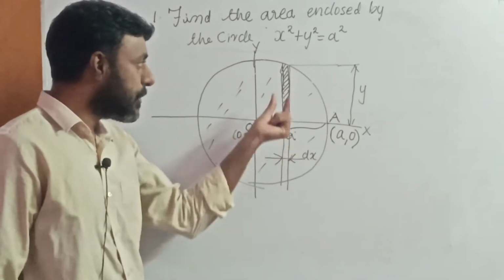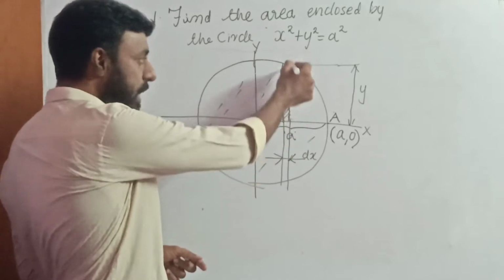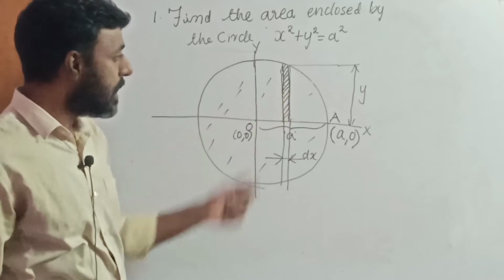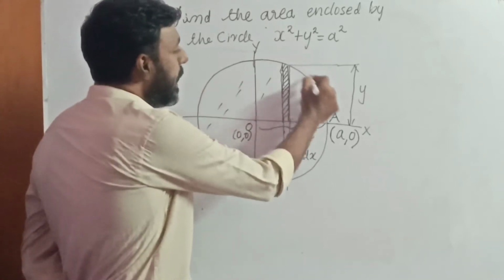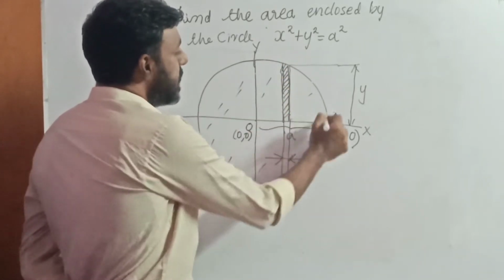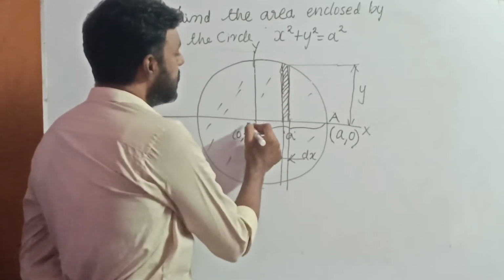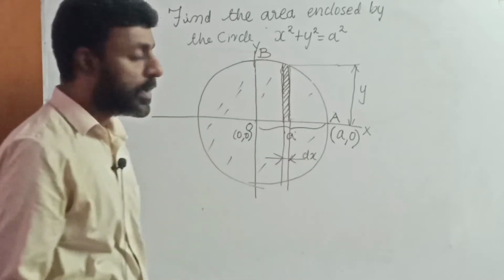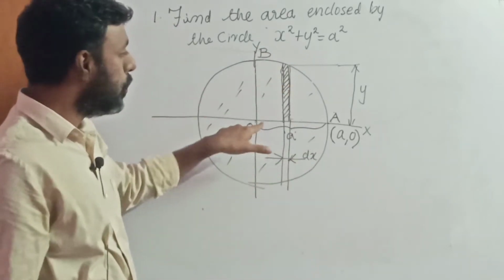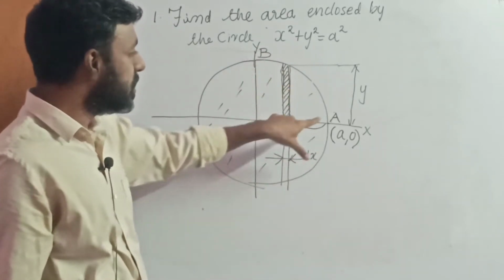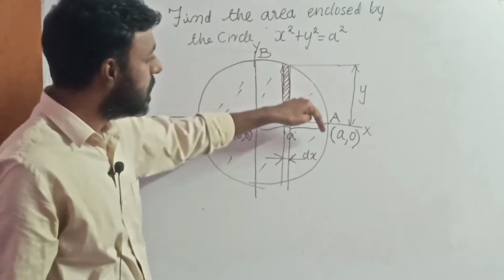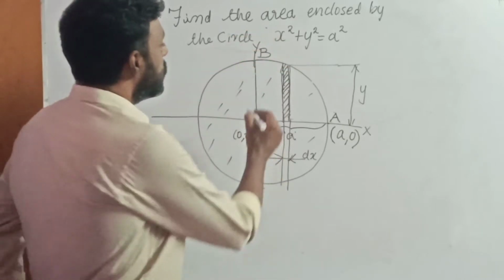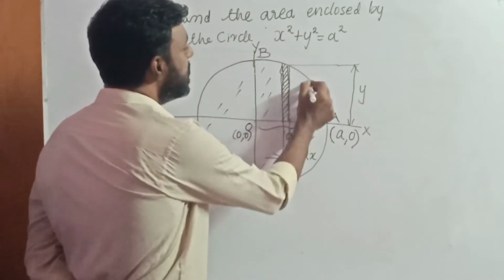So first I'm going to find the area of this vertical strip. Then after finding the area of the vertical strip, I'm going to find the area of this region, that is OA. This point I'm naming as B. So OABO will be a region that has been bounded by this quarter circle. I'm going to find the area of this part.